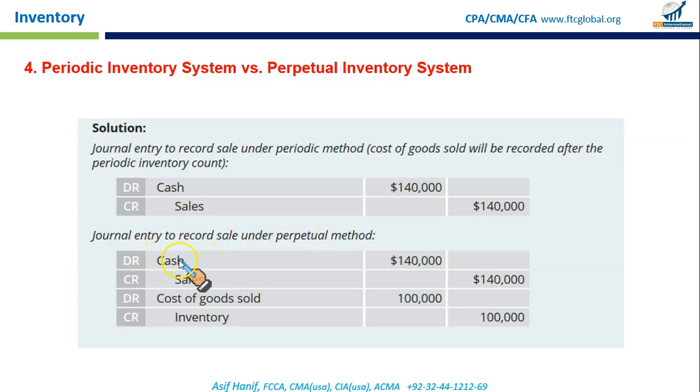So in perpetual, that's the entry for sales: debit cash, credit sales, 140,000, and now you need to remove the cost of these goods from your inventory. Remember, each item we sold had a cost of $5 times 20,000, so that is $100,000. So you debit CGS, credit inventory. So for each transaction, you see there is a gain or loss. You could see $40,000 profit here.